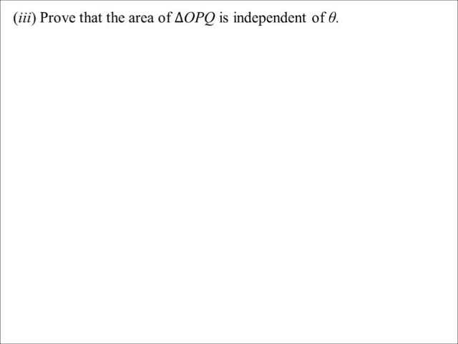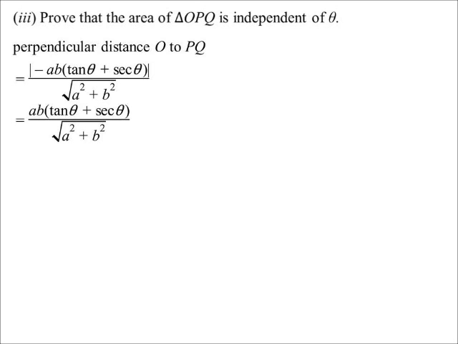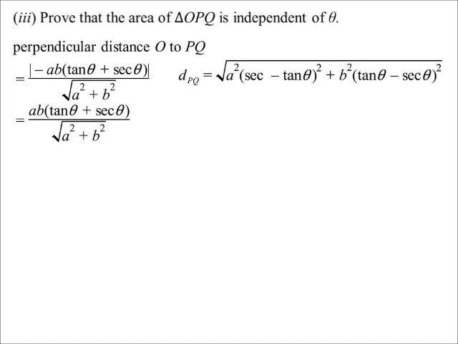Looking at the diagram, I think I'm going to go half base times height, because I can work out the length of PQ, and I can easily find the perpendicular distance from O to PQ as well. So I can do the base times height one. Perpendicular distance from O to PQ turns out to be, there it is, AB tan theta plus sec theta on the square root of A squared plus B squared. And finding the distance from P to Q.